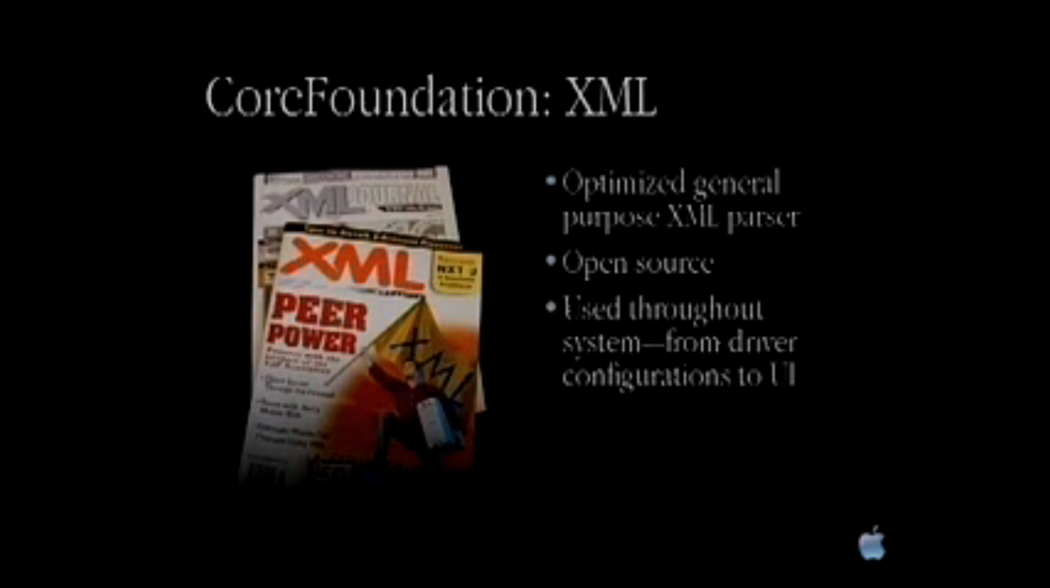When we looked at XML, we actually looked at a lot of different data types and tried to figure out what is the best persistent format for data. And there was no question, XML has won the game. So when we implemented this great XML parser, we then went and used it throughout the system. Everything from driver configurations to the Carbon UI can be saved as an XML file, to preferences, to everything in between. So whenever you see a configuration file on the system, on macOS 10, it's going to be an XML file.